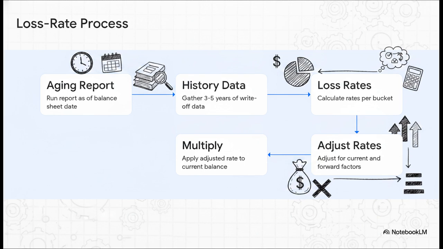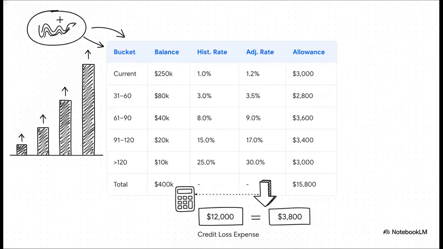First up, run your aging report. Second, you look backward and gather 3 to 5 years of historical write-off data, segmented by those aging buckets. Third, calculate your historical loss rates. Fourth, and this is where the new standard really kicks in, you adjust those historical rates for current and forward-looking factors. Finally, step 5, you just multiply that newly adjusted rate by your current balance, and boom, you've got your required allowance. To put that into perspective, just look at how these 5 steps play out in practice.